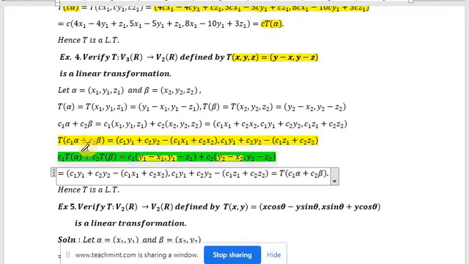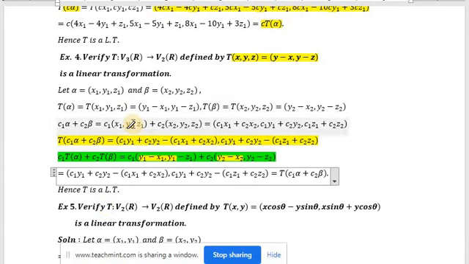Hence you see, the transformation of C1 alpha plus C2 beta is equal to C1 T alpha plus C2 T beta. Hence the combined condition is satisfied. Therefore T is a linear transformation.